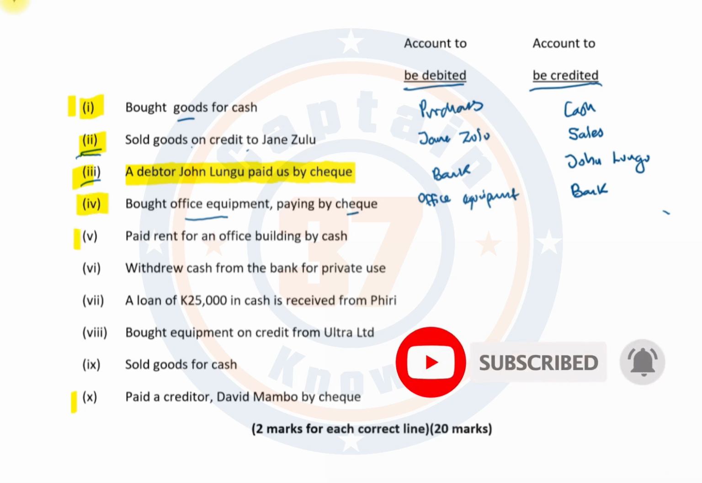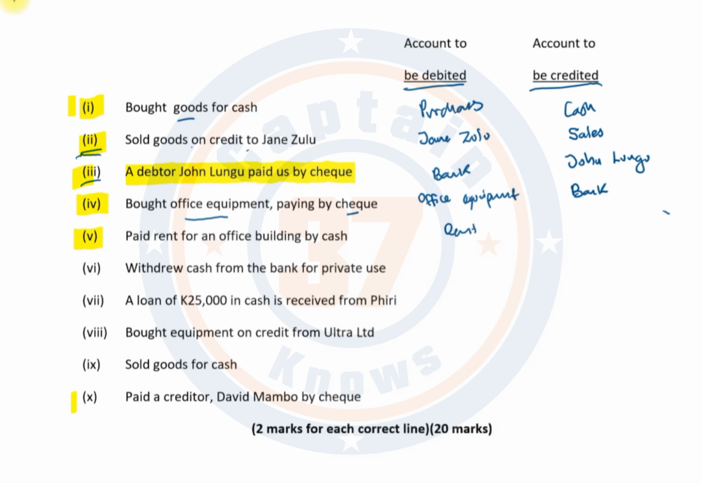Now we are here on number 5. Paid rent. So the rent is receiving, and we paid using cash. Number 6, withdrew cash from the bank for private use. What do we call this? It's a drawing. And it was cash.